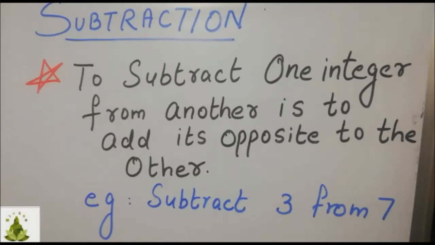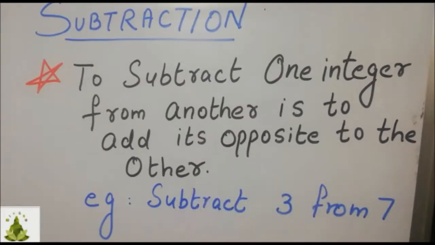I will be taking today your topic 8, algebraic expressions and operations on them. We have completed addition. I will be starting with subtraction now. Now, what do you mean by subtraction of algebraic expressions? To subtract one integer from another means to add its opposite to the other. Is it clear? Add the opposite to the other.